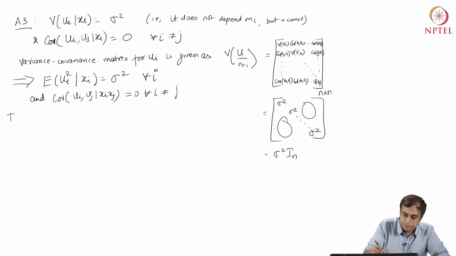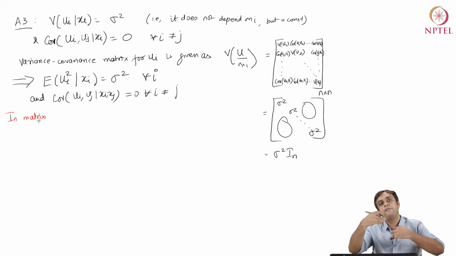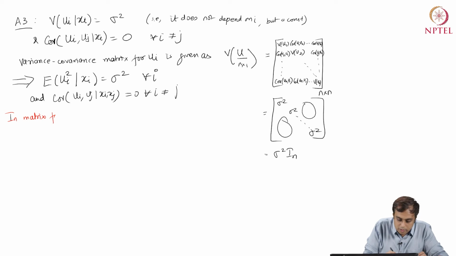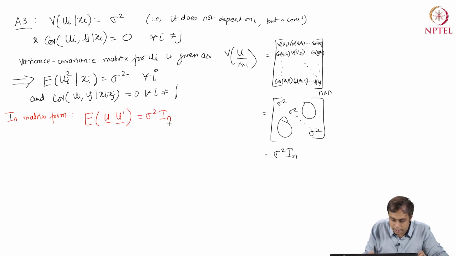In matrix form, right, we have to always learn to translate between matrix and scalar forms, because they are very useful in terms of reading papers and textbooks, right. Mostly textbooks are written in vector form. So this module, this recap, is not only giving you a recap of the regression model, but also I hope it is giving you this translation between the scalar form and the vector form. So in the matrix form, these two conditions can be compressed into expectation of u u prime equals sigma squared In.